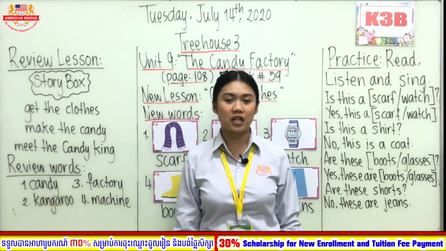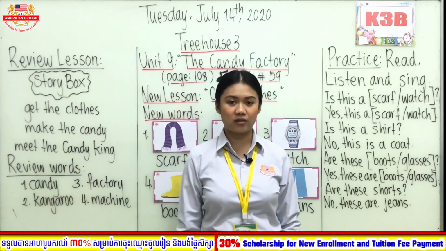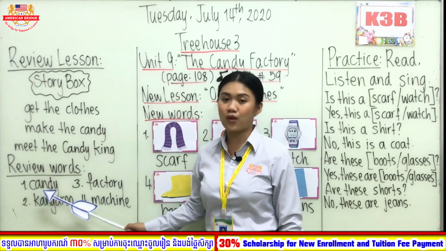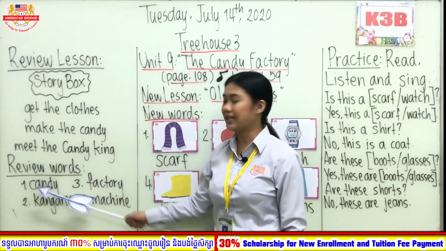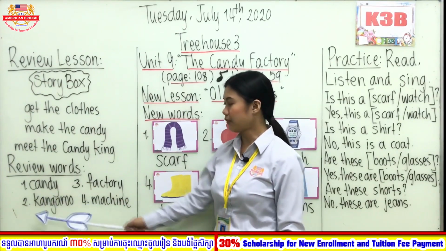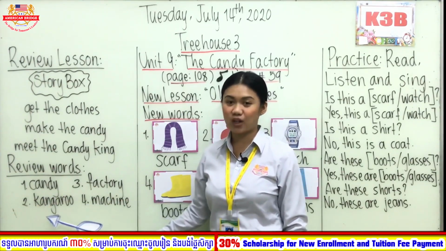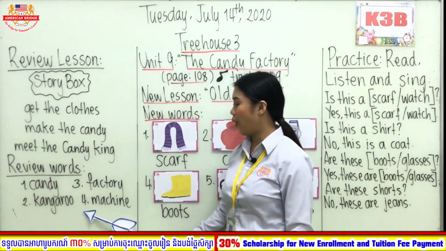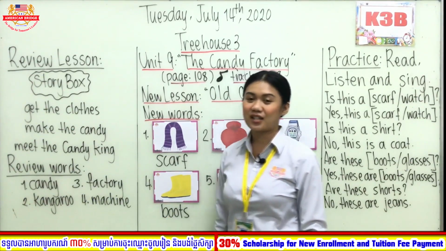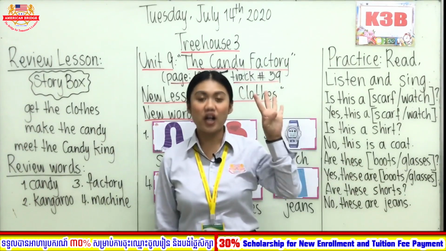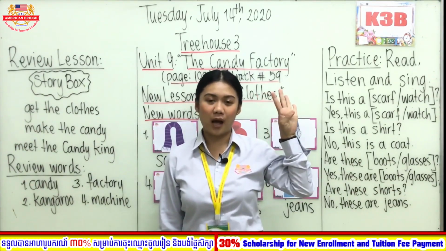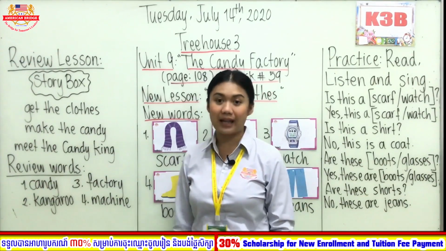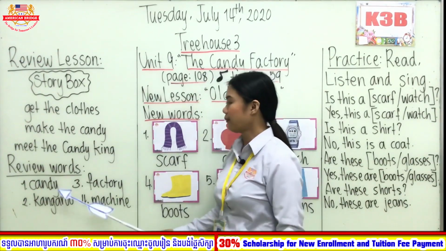Yesterday we studied 4 new words, right? What are those? So here's our review words. Number 1, candy. Number 2, kangaroo. Number 3, factory. Number 4, machine. So we studied 4 new vocabulary words yesterday. Now let's read and spell one more time.